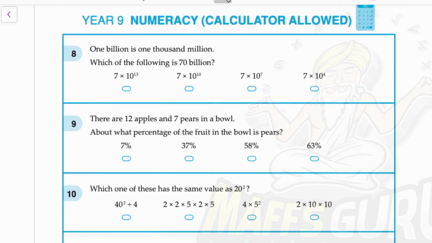1 billion is 1,000 million. Well, it is if you're an American. Which of the following is 70 billion? So we want 70,000 million. All right, so 70,000 million.